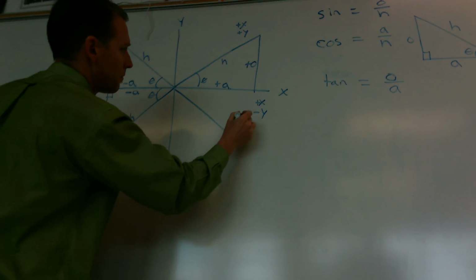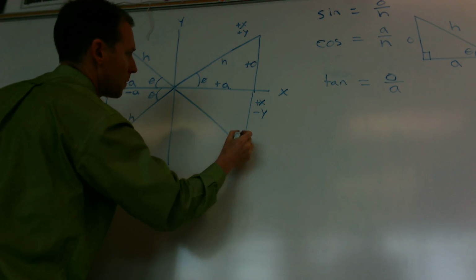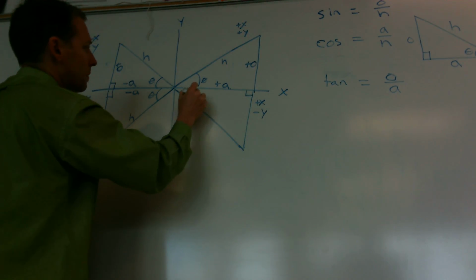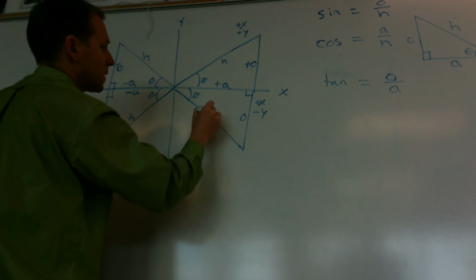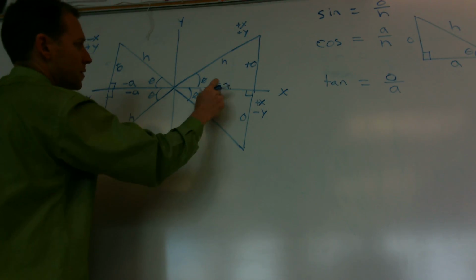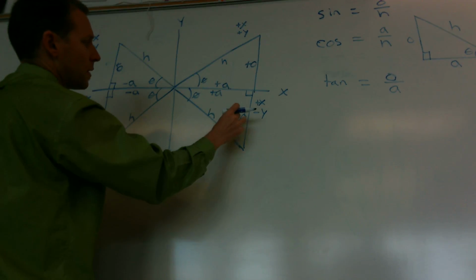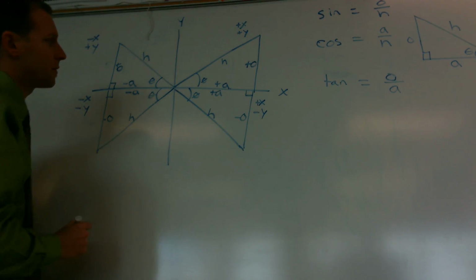Okay, do one more. And there's our right angle, theta, opposite, hypotenuse, and adjacent. So adjacent is positive, and opposite is negative down there.